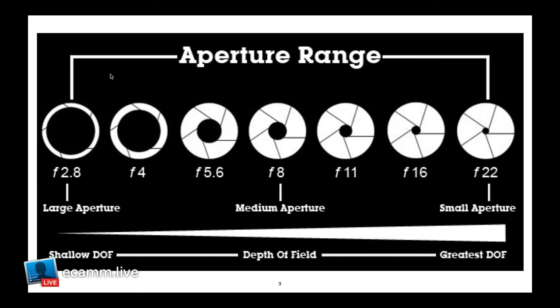This is backwards, okay? 2.8, in theory, is a low number and should give you a small hole. It doesn't. 2.8, f4, they give you large holes. So think about it: small value, small amount of detail. High value, high amount of detail.